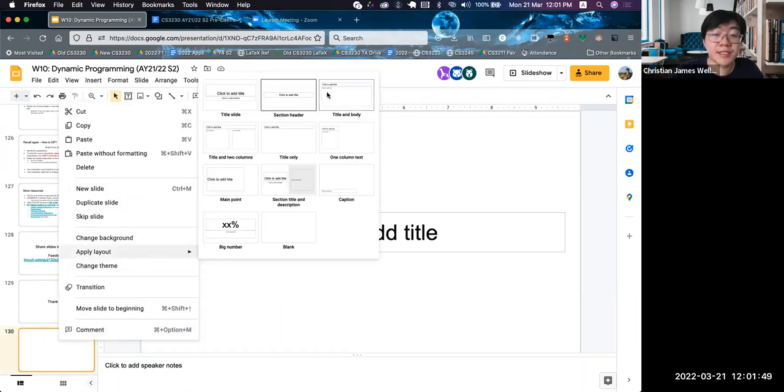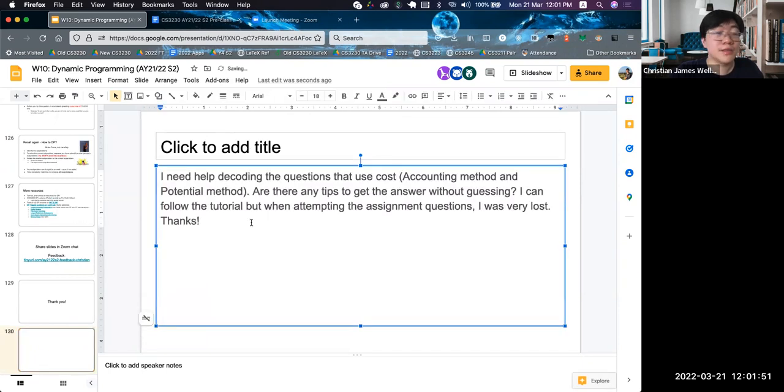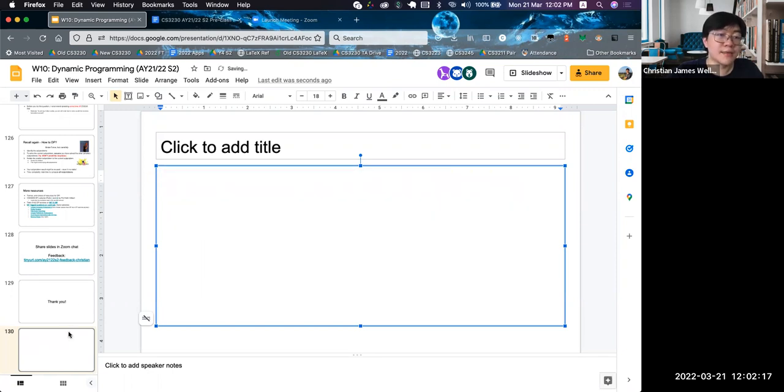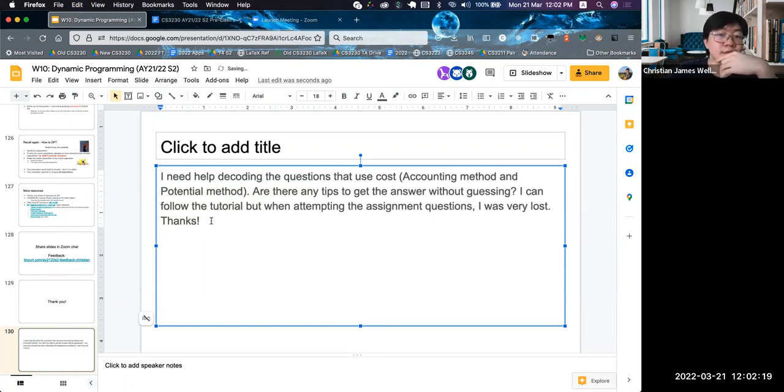Sharing screen. Right, so this is the question. Decoding questions that use cost. Are there any tips to get the answer without guessing? You can follow the tutorial, but when attempting the assignment questions, you were very lost. So I'm not very clear what you mean by decoding questions that use cost. Is it figuring out what the cost is or some other things? Figuring out what the cost is. Okay, so this question is based on amortization. Are there any tips to get the answer without guessing?